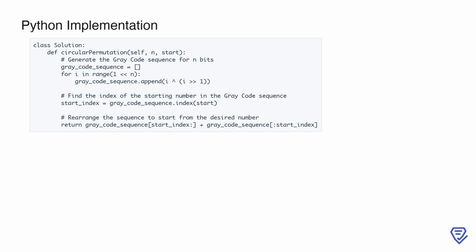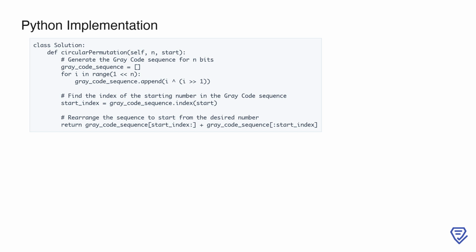Next, the function identifies the index of the starting number start within the generated gray code sequence. This is done using the index method, which searches for the first occurrence of start in the sequence. Finally, the gray code sequence is rearranged to begin with the start number. This is achieved by slicing the sequence into two parts, one starting from the start index to the end, and the other from the beginning to the start index. These two parts are then concatenated to form the final circular permutation.